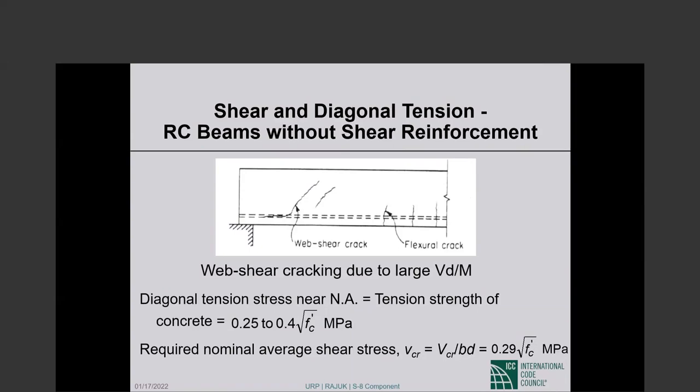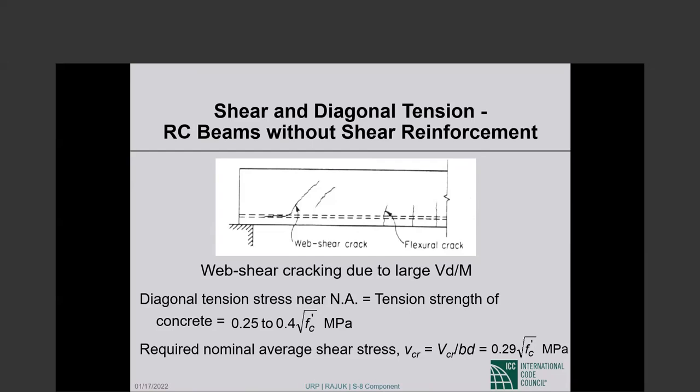Now, we are looking at a reinforced concrete beam without shear reinforcement. Okay, so this is the reinforced concrete beam, and this is the left support. There is a support to the right someplace. This is the tension reinforcement. The important thing is that there is no shear reinforcement.